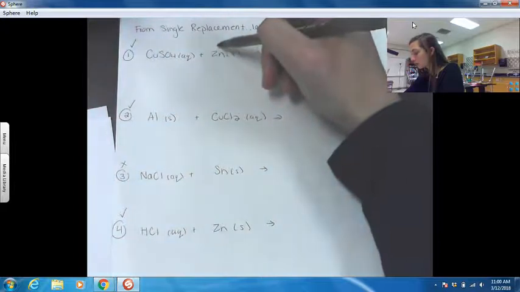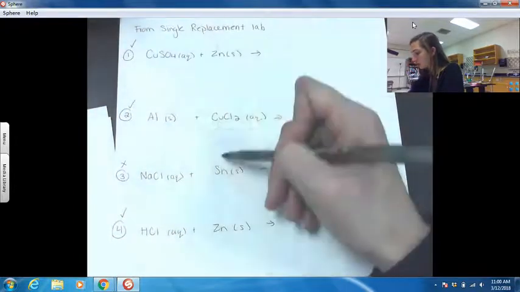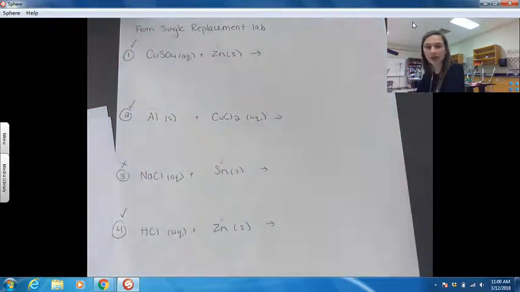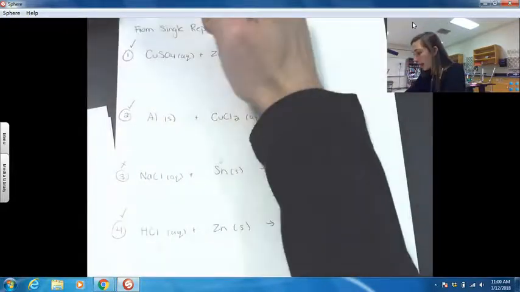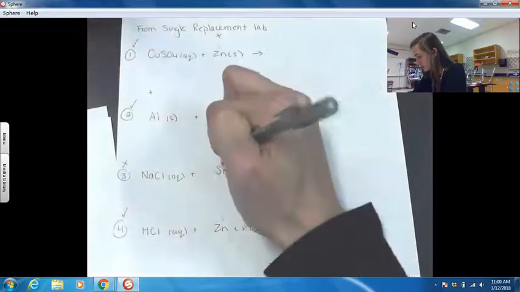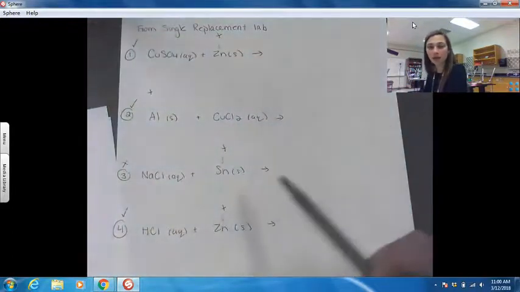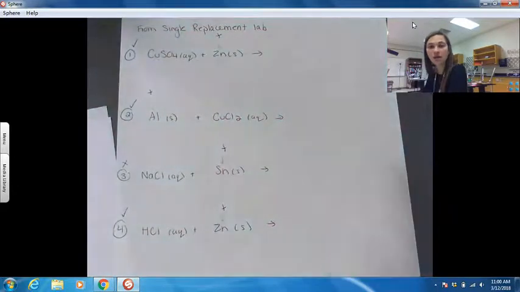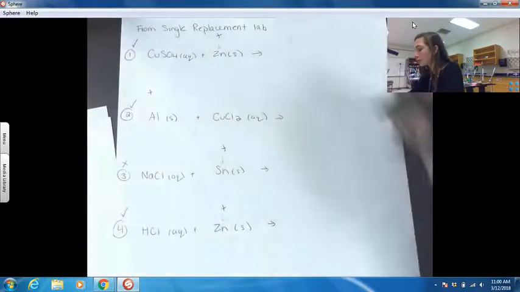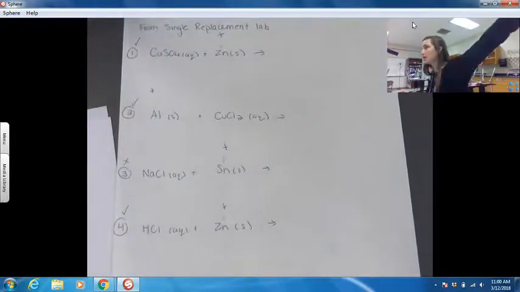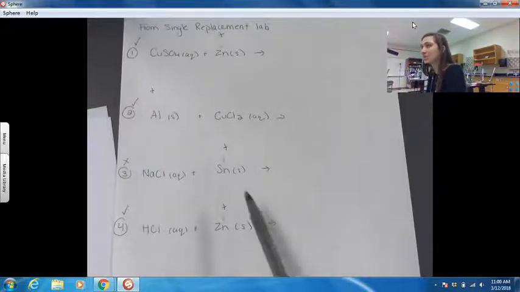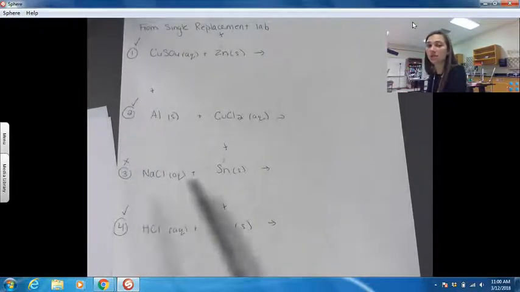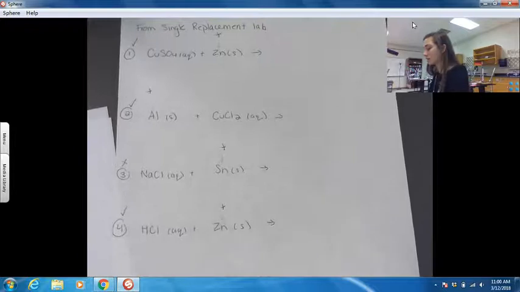So here we have zinc, aluminum, tin, and zinc. And all of them are metals, so in the ion form, they would all have plus charges. So that means that we are switching spots with the element in the compound that has that positive charge, the cation. So zinc and copper are going to switch places, aluminum and copper are going to switch places, tin and sodium are going to switch places, and zinc and hydrogen are going to switch places.